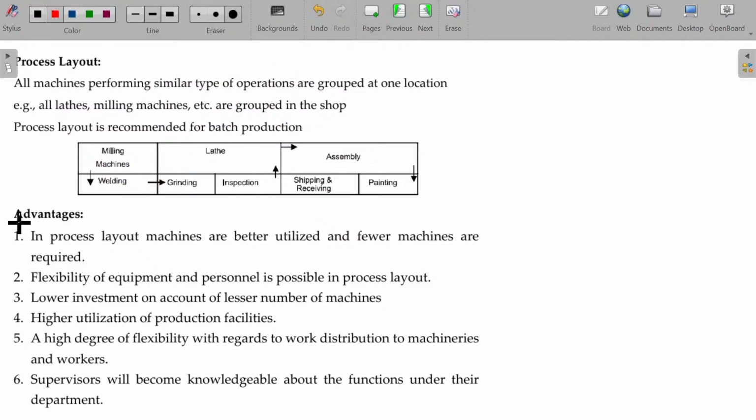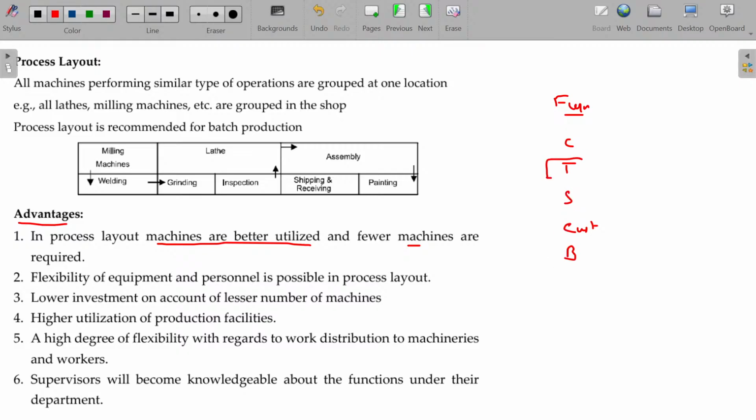The advantages of this process layout being machines are better utilized, and fewer machines are required. For example, if I want to run a furniture manufacturer making chair, table, and shelf, or some other customized product, even a bureau.